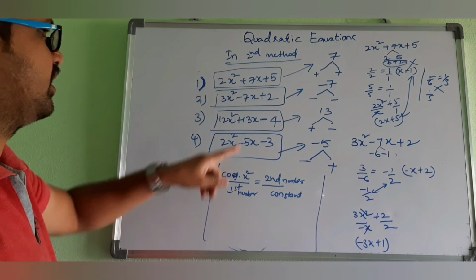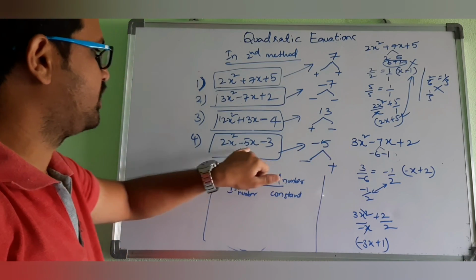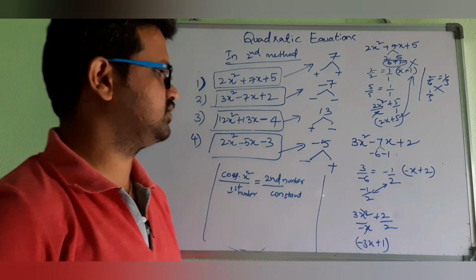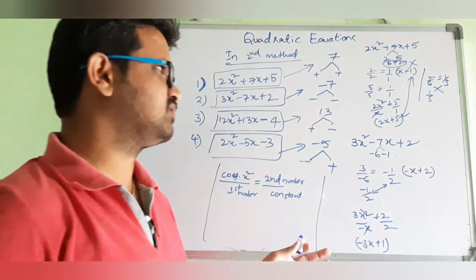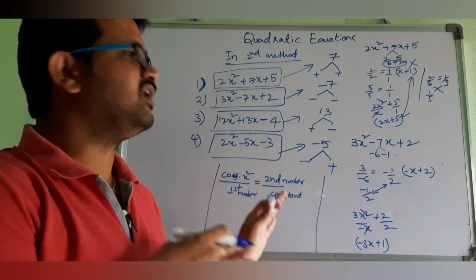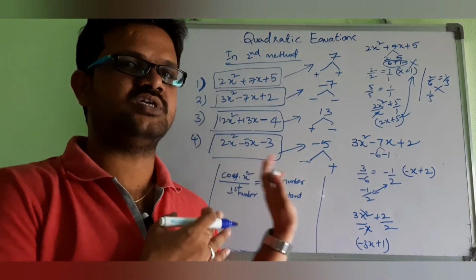Similarly, you can split the others: 13 as positive and negative, and minus 5 as negative and positive. These are some tricks we use in quadratic equations. If it is useful, you can apply this. Otherwise, I also explained the first method, you can use that.